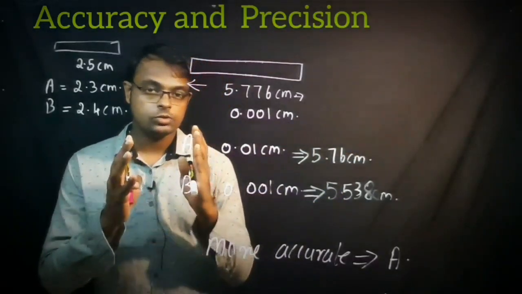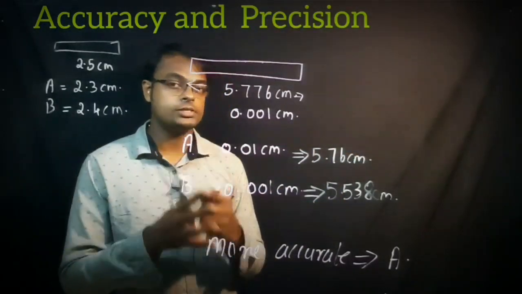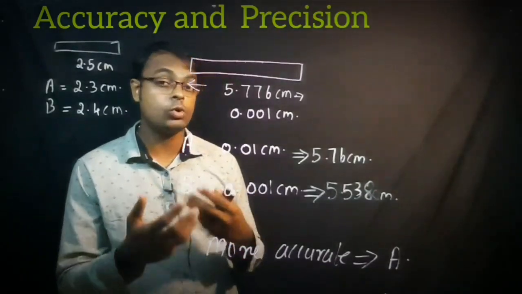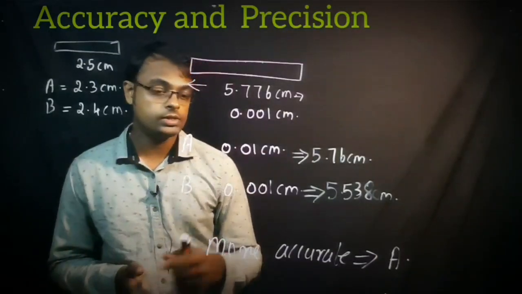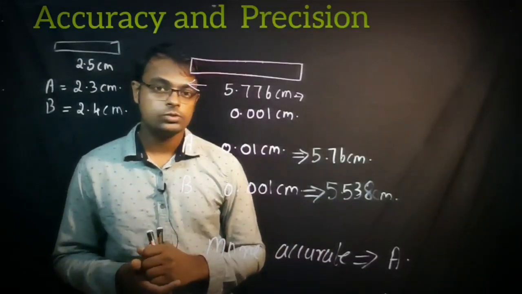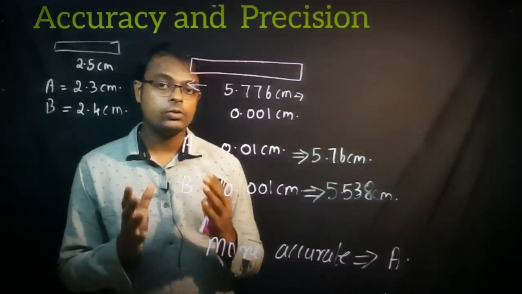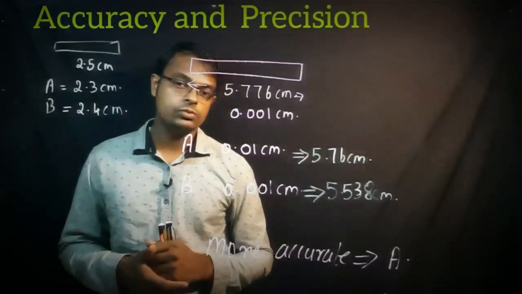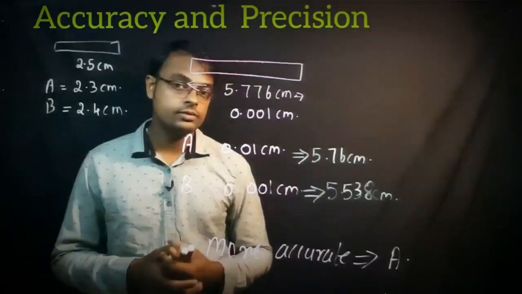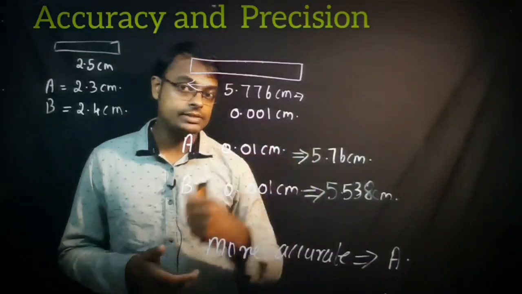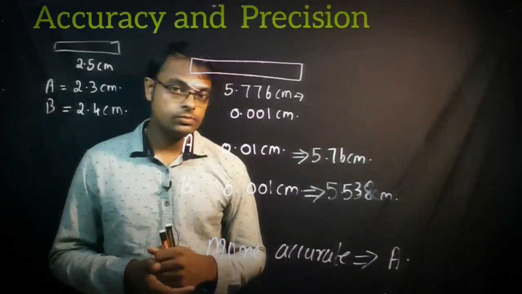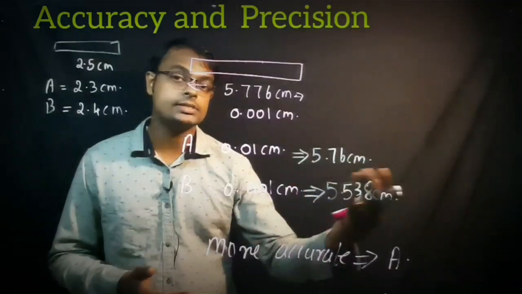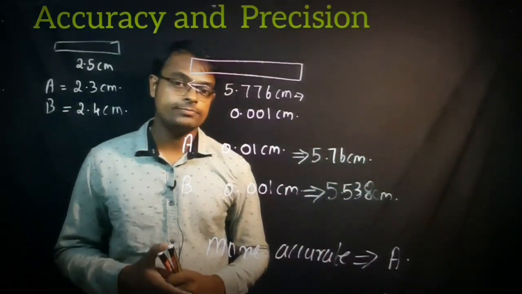So I hope it is clear. So what is meant by accuracy and precision? Precision depends upon the limit of resolution. How much we can measure the smallest value, how we can measure the very smallest value using this instrument. So this is the main difference between accuracy and precision. As a conclusion, we can say that the first value is more accurate but less precise, but the second value is less accurate but more precise. I hope it is clear.